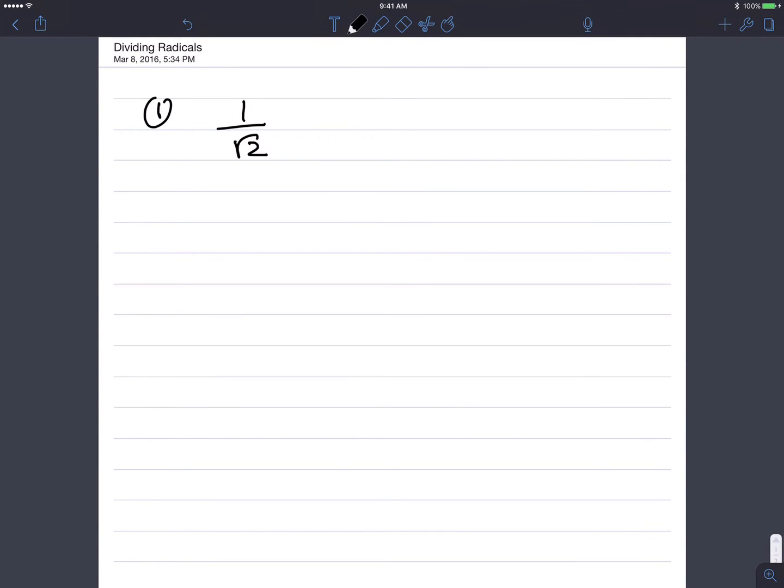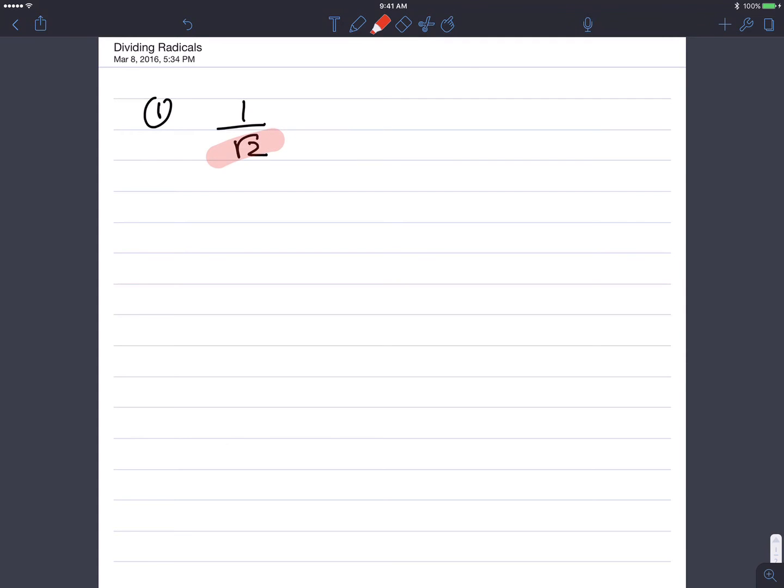This is the dividing radical worksheet. We had a lecture on this topic and now we're working on the homework video here. So let's go back and recall what we're doing. Dividing radicals is also known as rationalizing the denominator.